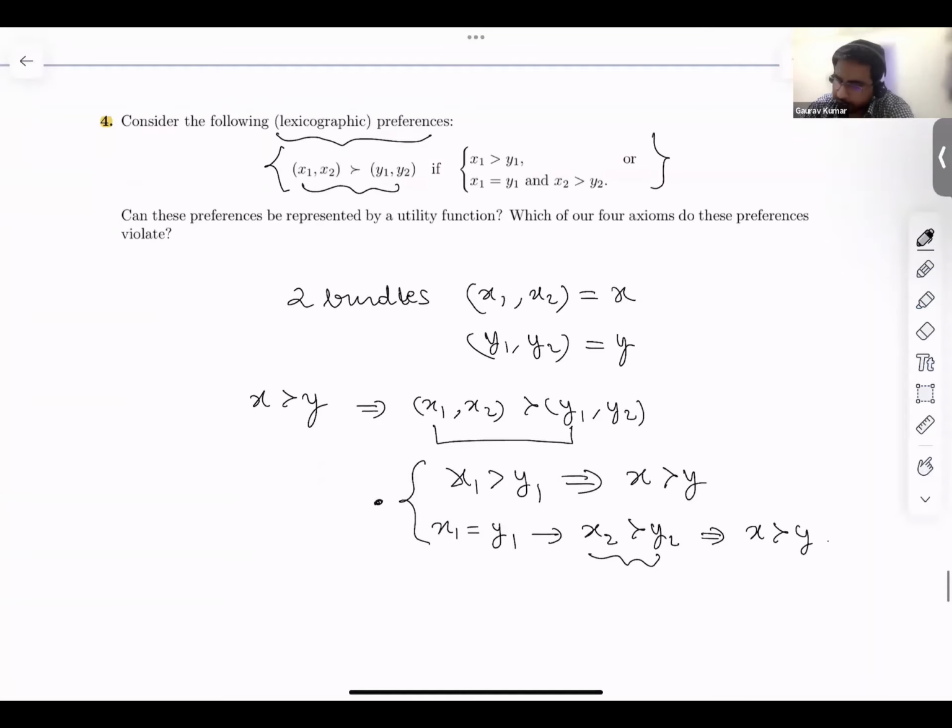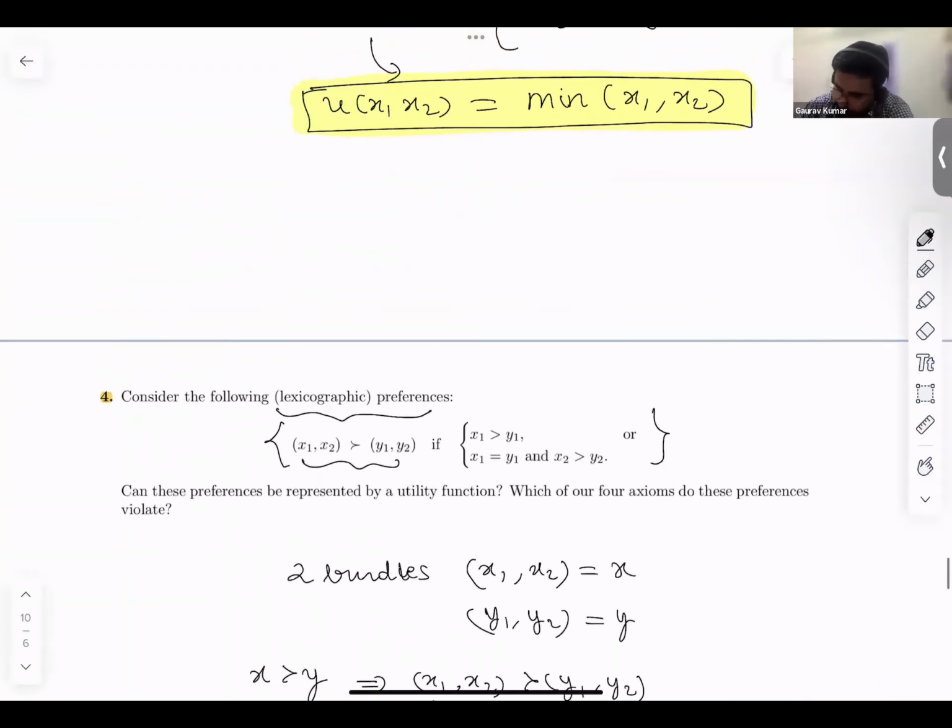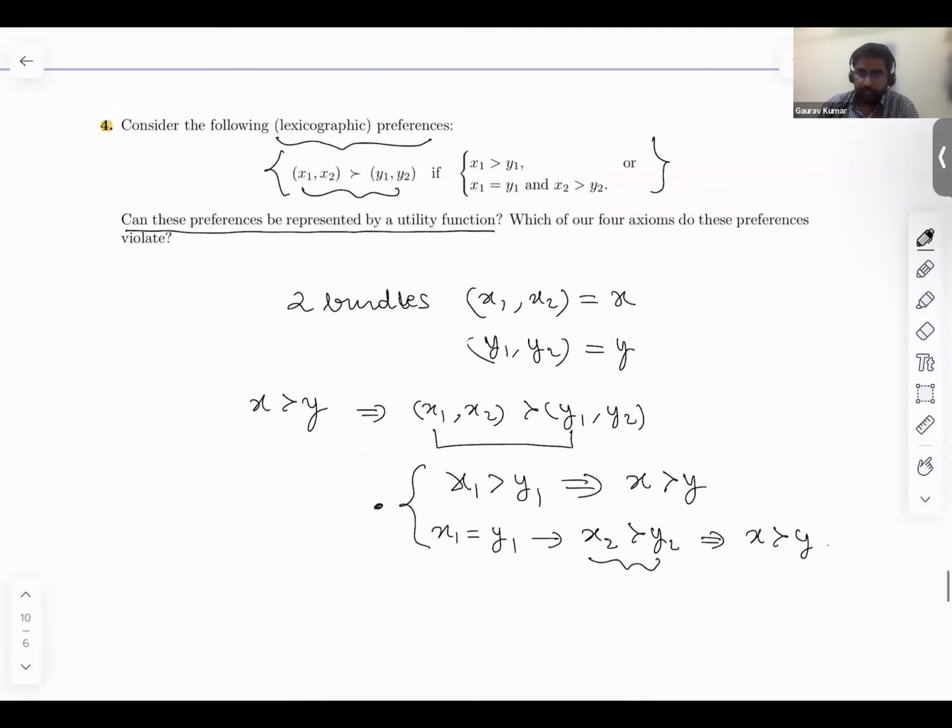So this is the lexicographic preference. Now let's see what this question asks. Can these preferences be represented by a utility function? So what does the question mean? You have to first understand what the question exactly means. I'll not go into the technical rigor. Shreyash has a question: Sir, in the second case, we have to take out x1 in order to solve. I didn't understand your question, Shreyash.